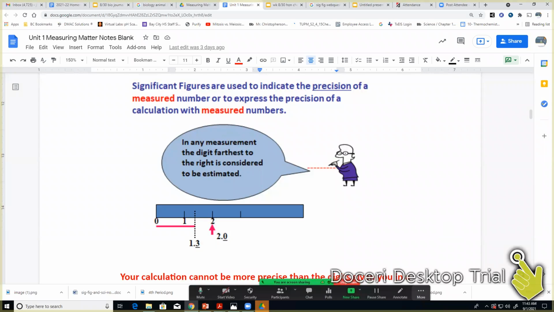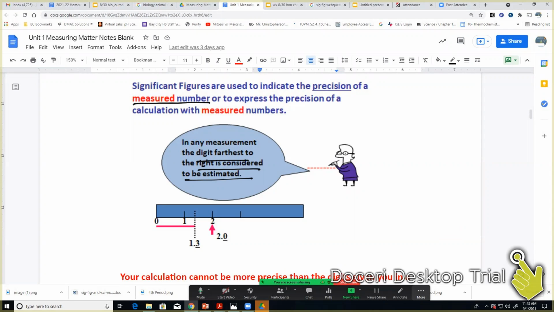So significant figures are used to indicate the precision of a measured number. Once again, you don't have measured numbers in math, so you don't have to worry about sig figs. Or to express the precision of a calculation with measured numbers. So in any measurement, the digit farthest to the right is considered to be an estimate.